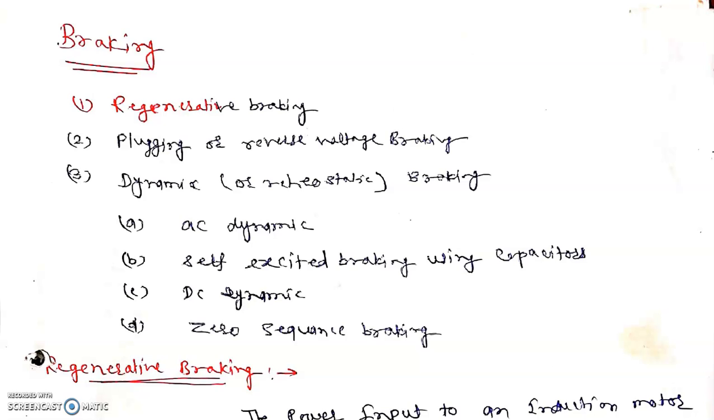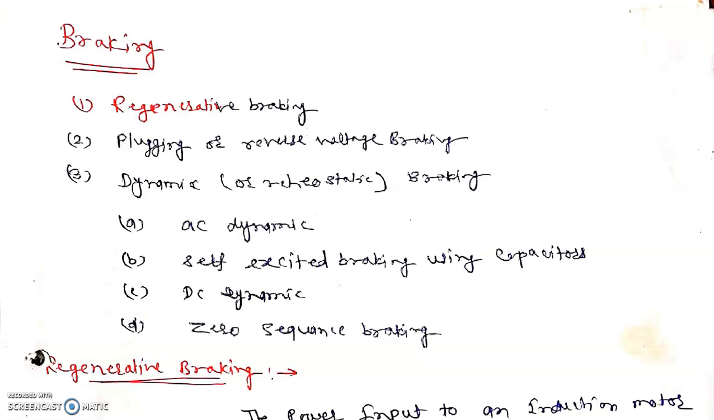In this lecture, we will discuss the various braking methods of induction motor drive. There are three types of braking method for induction motor drive. One is regenerative braking. Another one is plugging or reverse voltage braking, and the third is dynamic or rheostatic braking. The dynamic braking has four parts: AC dynamic braking, self-excited braking using capacitor, DC dynamic braking, and zero sequence braking. In today's lecture, we will discuss regenerative braking and plugging or reverse voltage braking.